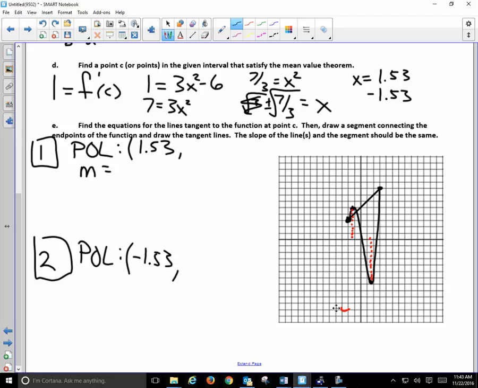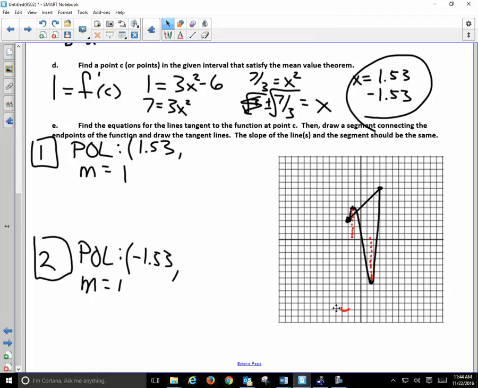What's obviously the slope for both of these? Yeah, it's 1. That's the mean value. We did our critical values, right? Or we found where x... We solved where the derivative was equal to the slope. Okay? Let's stop flipping, guys.